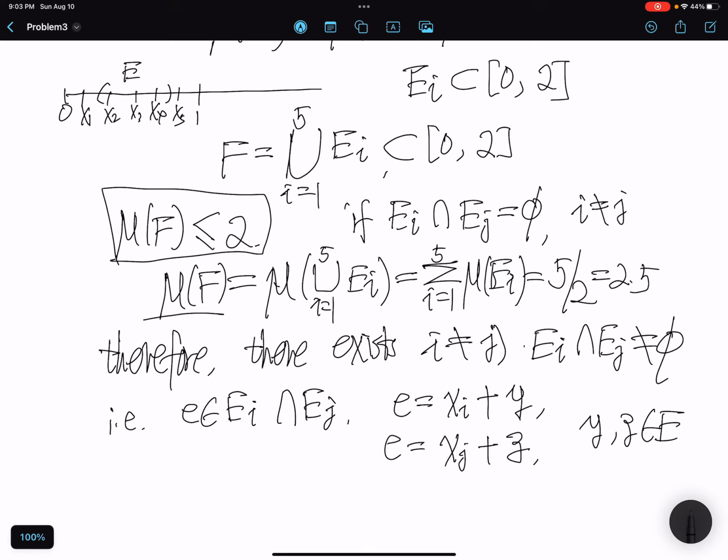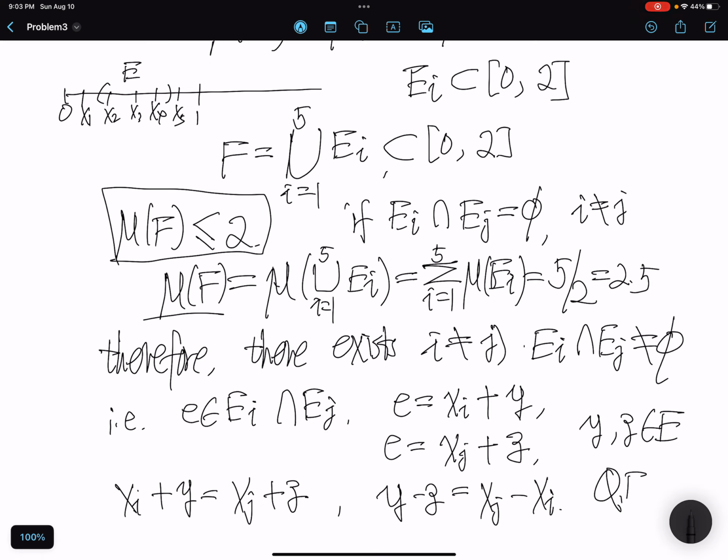So now we have x_i plus y equals x_j plus z. This is exactly what we want. So y minus z equals x_j minus x_i. That's it.